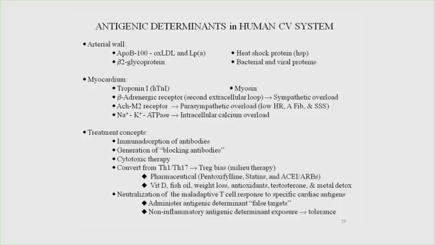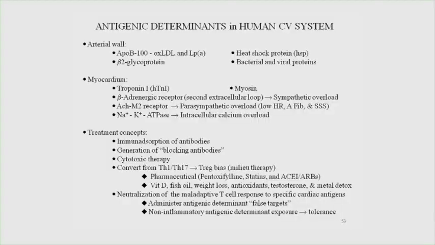What are the proteins that the immune system is reacting against in human cardiovascular disease? Well, in the artery wall, we know that it's the apoprotein B100, fragments of it that are brought into the artery wall by oxidized LDL, lipoprotein, and remnants. Heat shock protein, beta-2 glycoprotein, bacterial and viral proteins. If we know these sequences, we might be able to manipulate the immune response and accelerate or decelerate the disease. In the heart, it's troponin I, myosin, and there are immune responses to these other cardiac proteins.